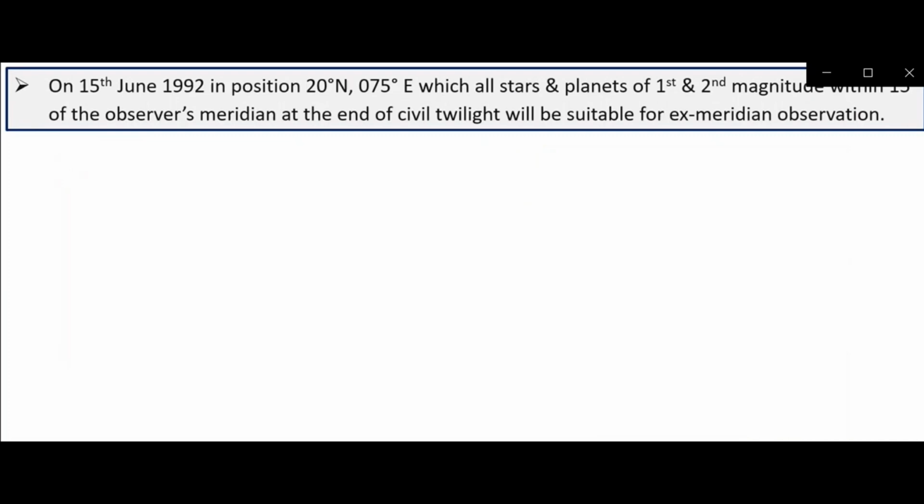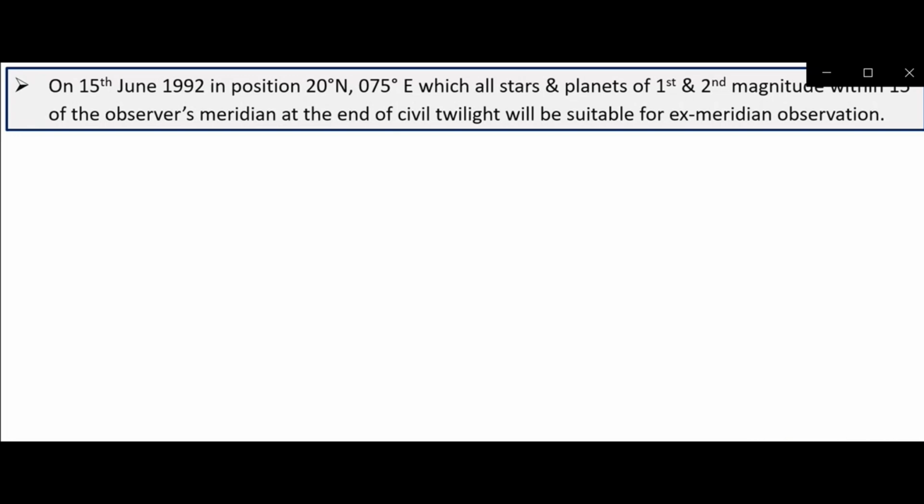Now we are in a position to close out this question. On 15th June 1992, in position 20 degrees north, 75 degrees east, which stars and planets of first and second magnitude within 15 degrees of the observer's meridian at the end of civil twilight will be suitable for ex-meridian observation?